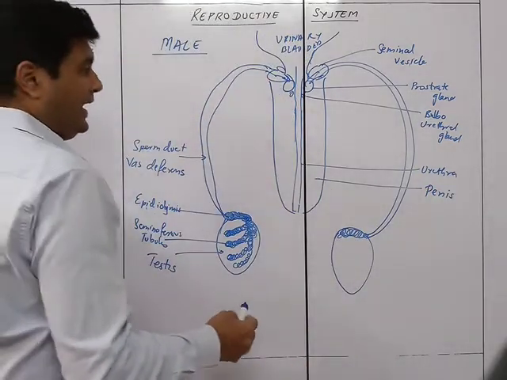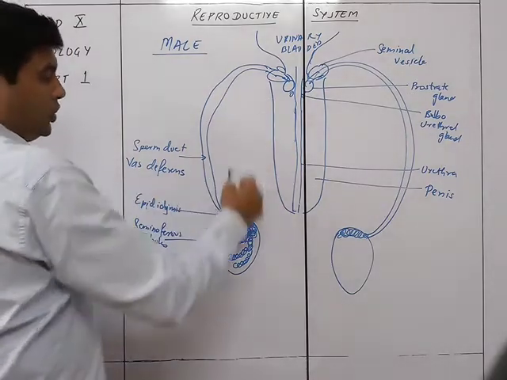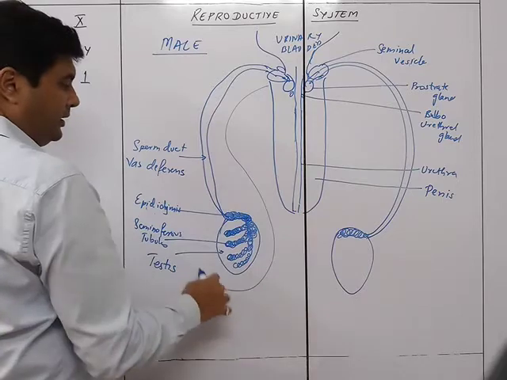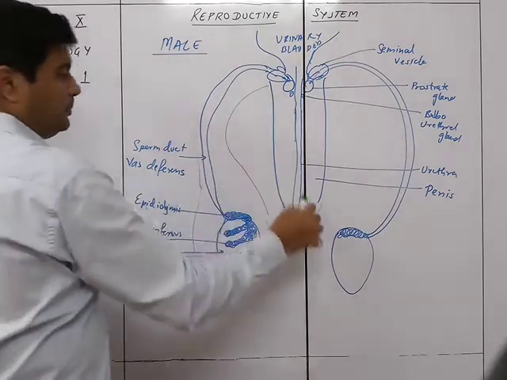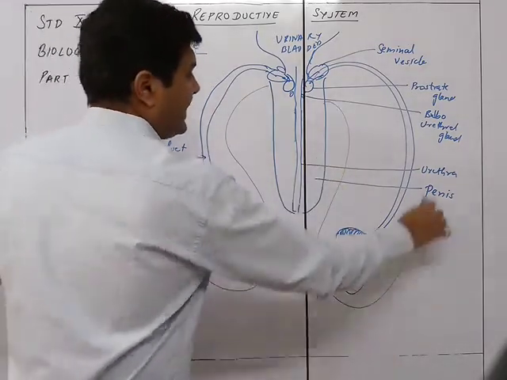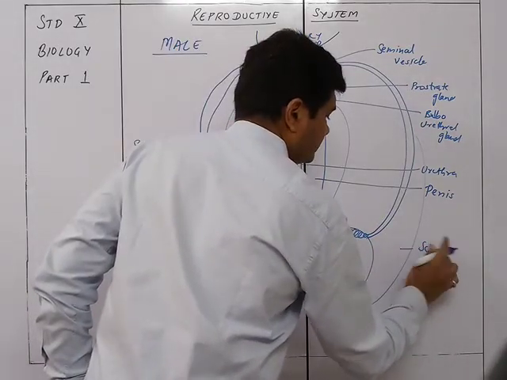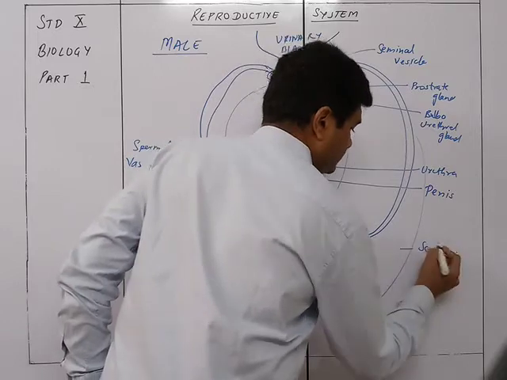And further, all this, the whole testes, are placed in a sac-like structure called the scrotal sac.